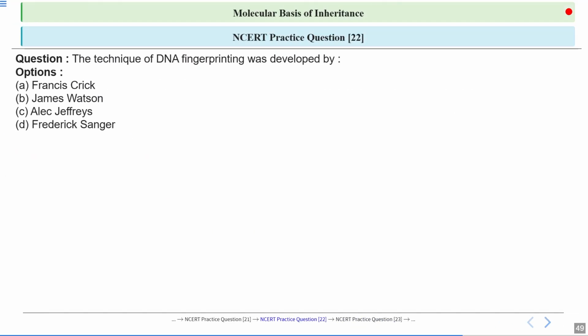Next question, the technique of DNA fingerprinting was developed by whom? Options: Francis Crick, James Watson, Alec Jeffrey, and Frederick Sanger. What is the correct answer?